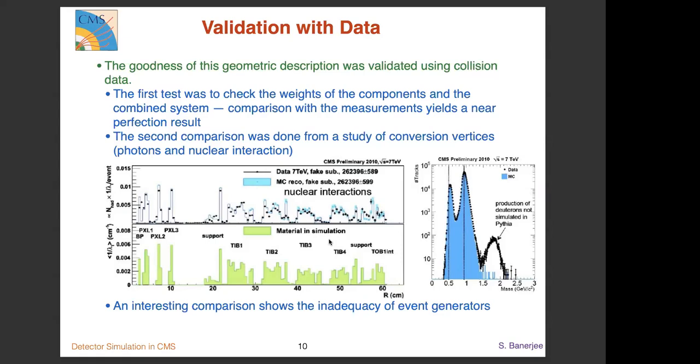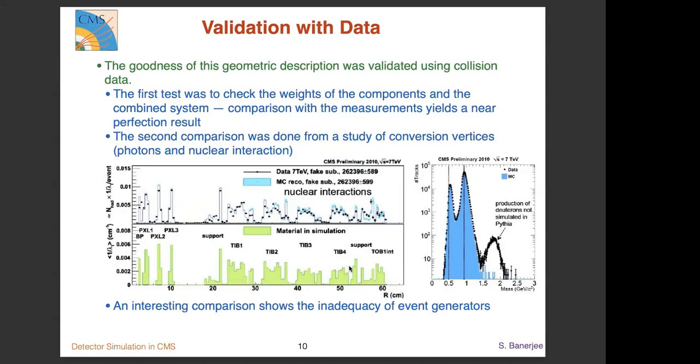The second comparison was done from a study of the conversion vertices, the photons and nuclear interactions. And what you can see here is the comparison, data versus Monte Carlo. You can see that the heights of the distributions for the data and Monte Carlo are matching very well. So we have the right amount of matter described between the layers of the pixel detector, as well as for the various components, like the different layers of the TIB and also the TOB.